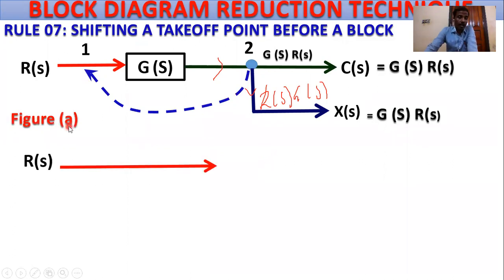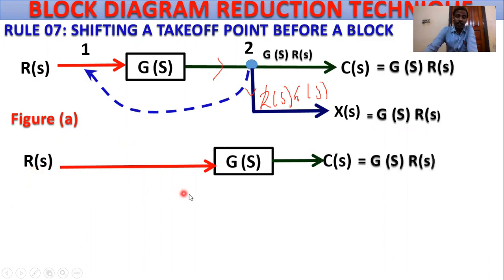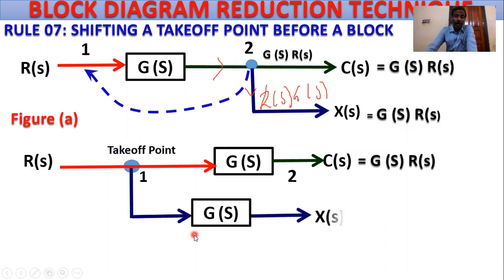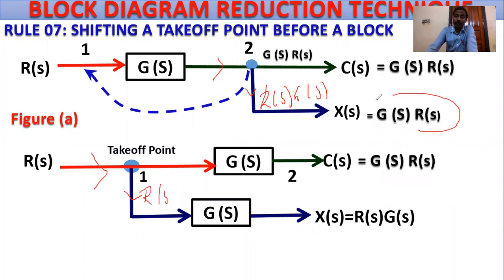This is figure A. After shifting, R(s) G(s), and our controlled output C(s), is equivalent to G(s) times R(s). This is the takeoff point at position 1, and this is position 2. In this case we multiply by G(s), because this signal is R(s), and this is also R(s), and our target is G(s) into R(s). So R(s) multiplied by G(s) is satisfied.